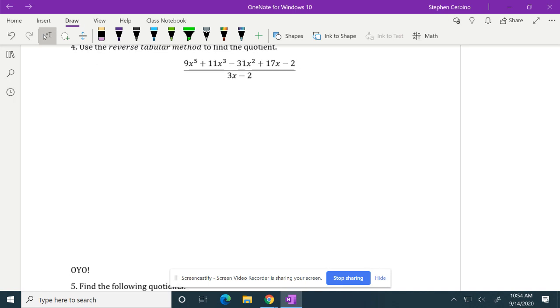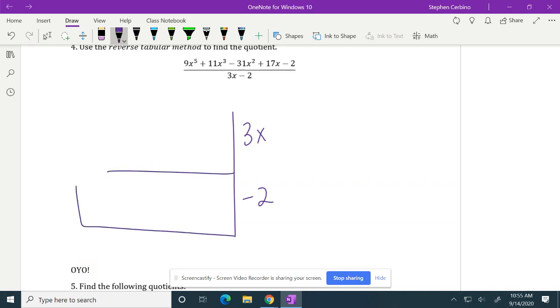So let's try another one here, okay? So let's go through this one. Doesn't have a missing term, so that's nice. We already kind of know how this is going to start out. So we have a 3x and a negative 2. So we know how many rows we have. Again, I'm not ever really sure how many columns I have. There's a rule that you could use, but we'll just kind of go with I'm not sure.